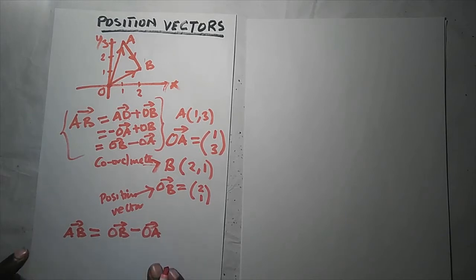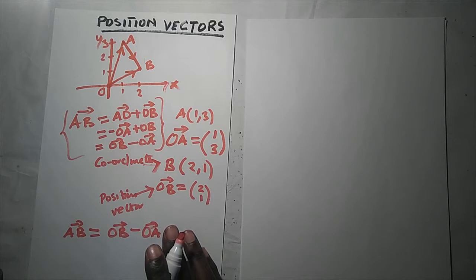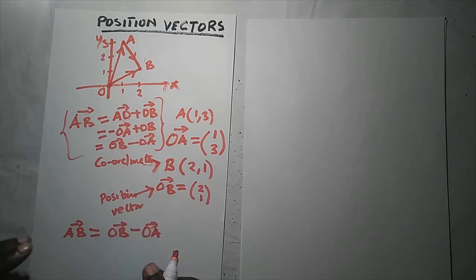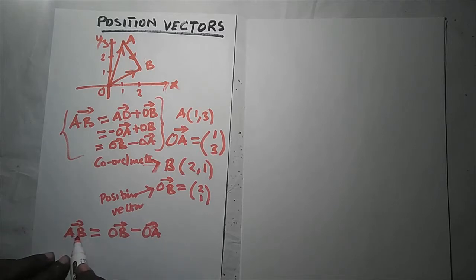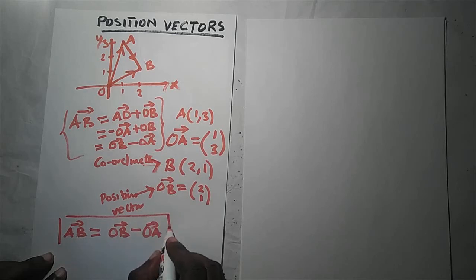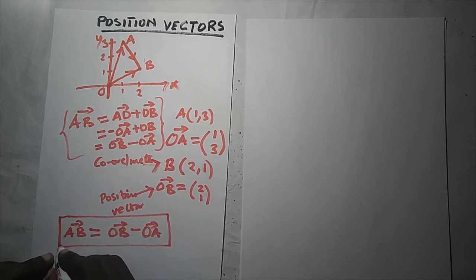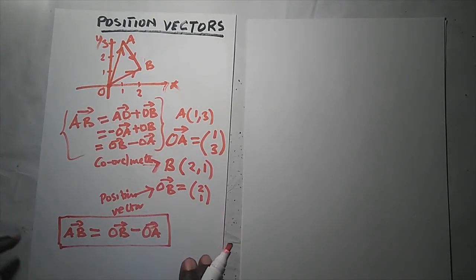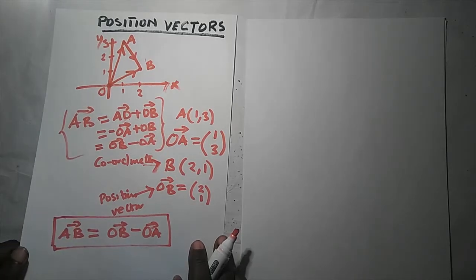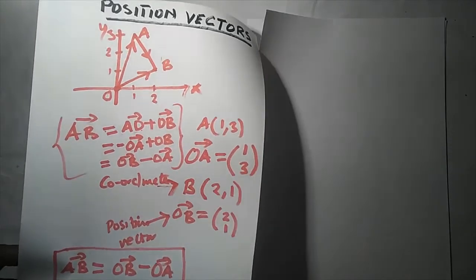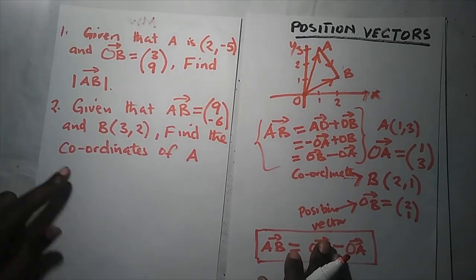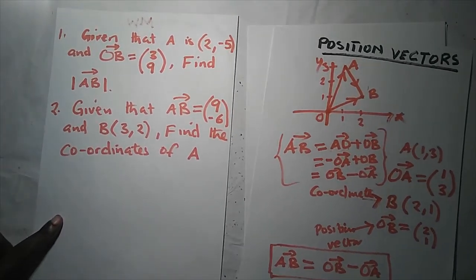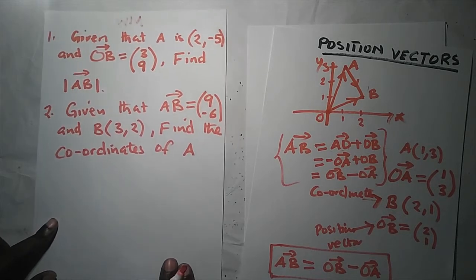When we start answering questions on vectors, on these position vectors, you find that this formula is very important. AB is equal to OB minus OA. So you have to remember this one, the one that we have derived from this diagram that we have. Now let's look at some questions on these position vectors. Okay, so here are some questions that we have on these position vectors. Okay, so we have these questions here.